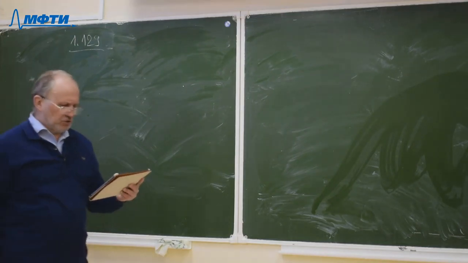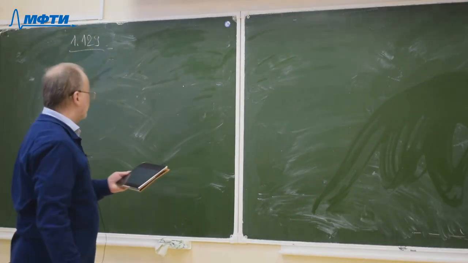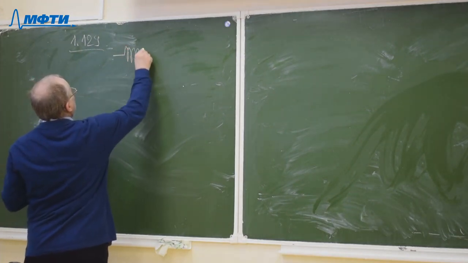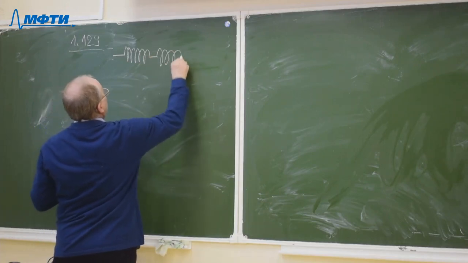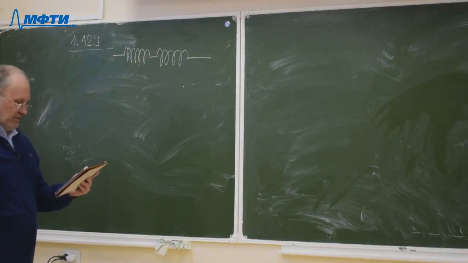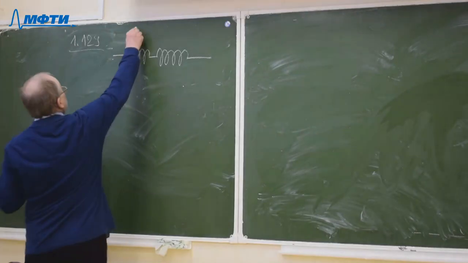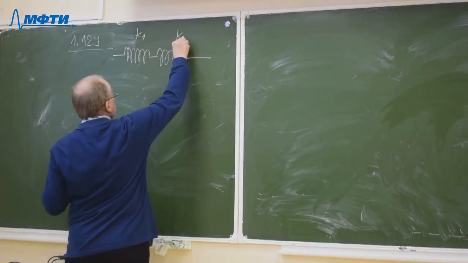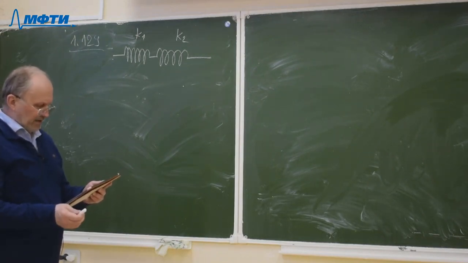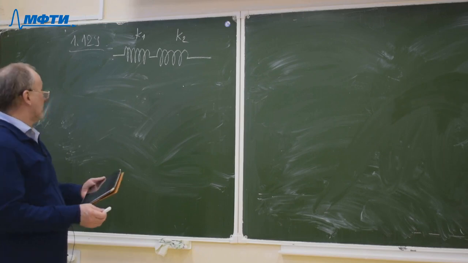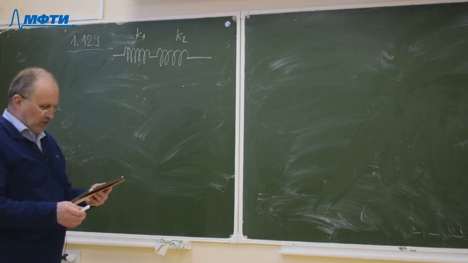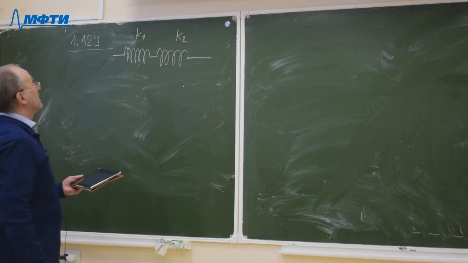A system consists of two springs connected in series. So we immediately draw a sketch. The first spring and the second spring. Two springs connected in series and having the stiffness coefficients. So we know the stiffness coefficients K1 and K2, which are given in the problem. Find the minimum work to be performed in order to stretch the system by delta L.